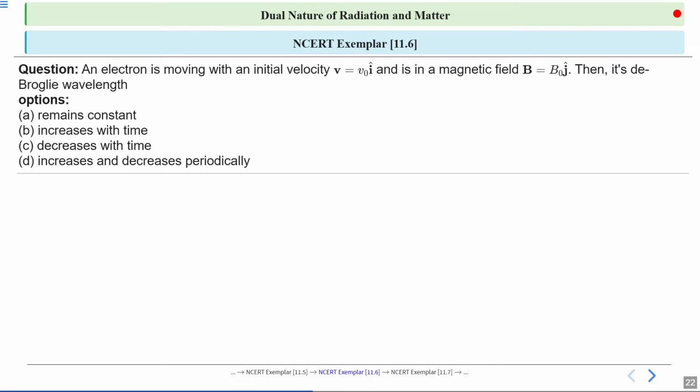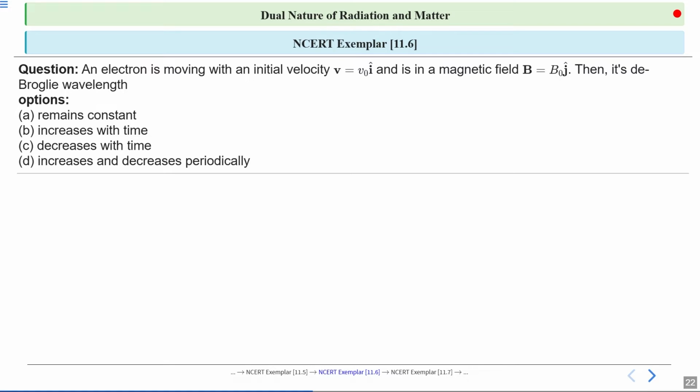Now let's examine NCERT exemplar 11.6. The question says an electron is moving with an initial velocity v equal to v naught i. So the electron is moving along the positive x-axis in a magnetic field which is along the y-axis, B equal to B naught j cap. Then its de Broglie wavelength: the options are (a) remains constant, (b) increases with time, (c) decreases with time, or (d) increases and decreases periodically.